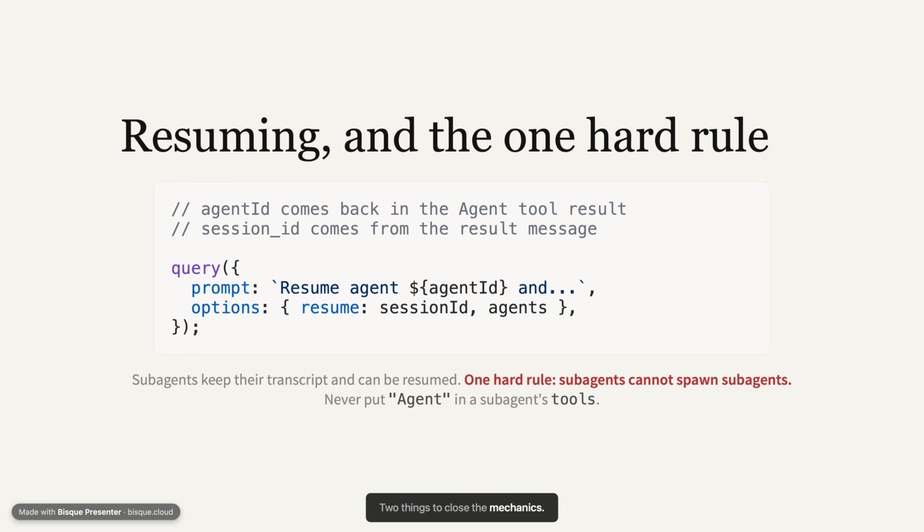2 things to close the mechanics. First, subagents are resumable. The agent tool result hands back an agent ID, and the result message gives you a session ID. Resume that same session, name the agent in your prompt, and pass the same definition, and the subagent picks up with its full transcript intact. Second, the one hard rule of the whole episode. Subagents cannot spawn their own subagents, so never list agent in a subagent's tools. If you genuinely need to coordinate thousands or hundreds of agents, that is a different tool, the workflow tool, and it has its own video.